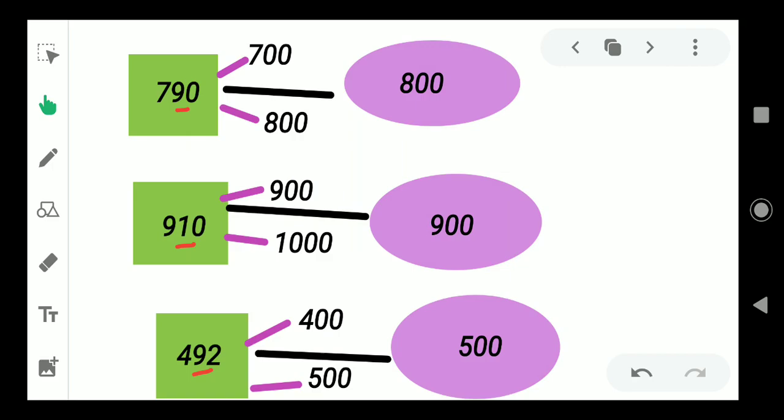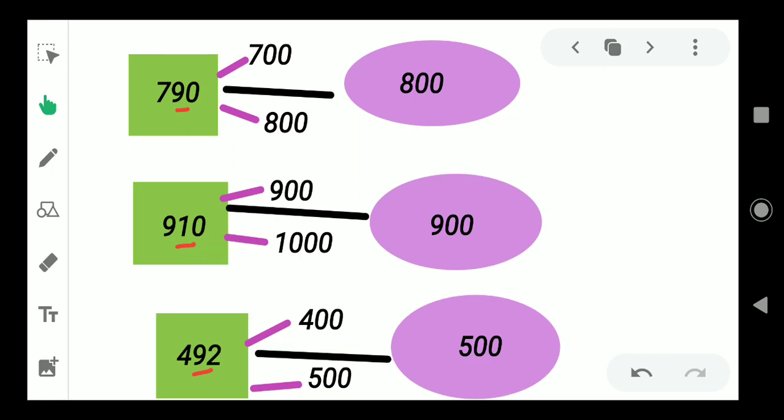Next example is round off the following numbers. First one 790. Which are the two possibilities? 700. Every time please start with this. If it is a 3-digit number, start with 700, and the next hundreds multiple is 800. Second step, see the number in the tens place. Here it is 9. So we should round up. So the bigger number is selected as the rounding off. It is 800.